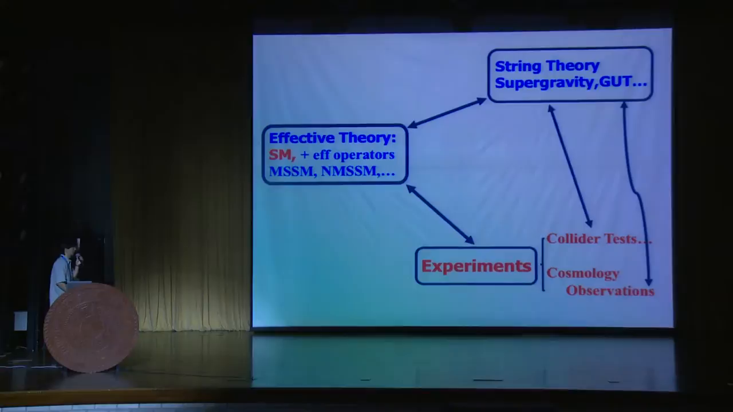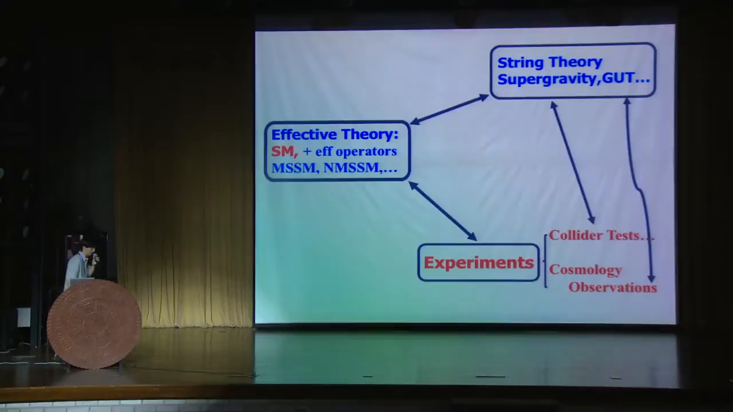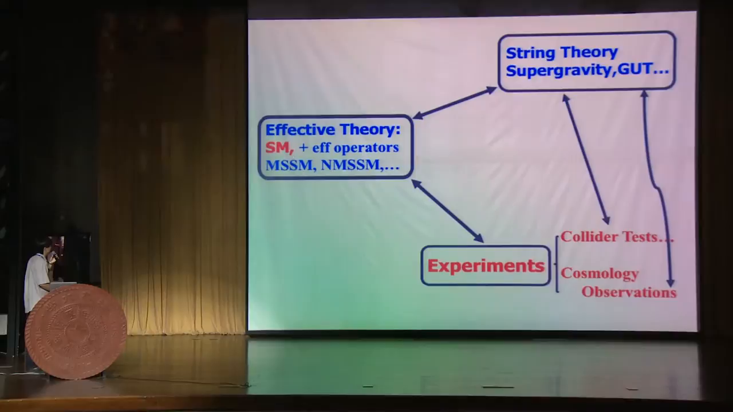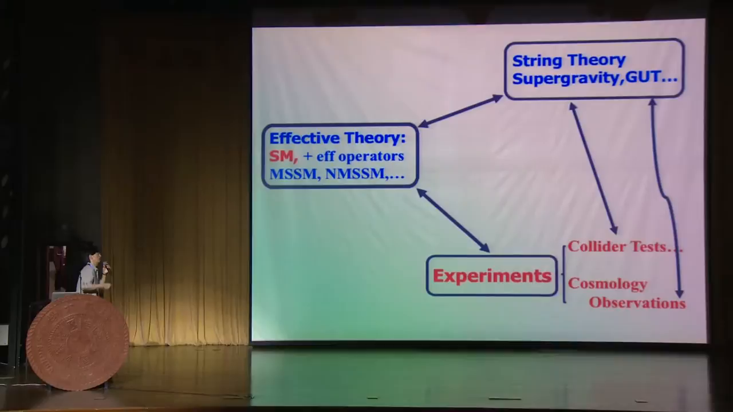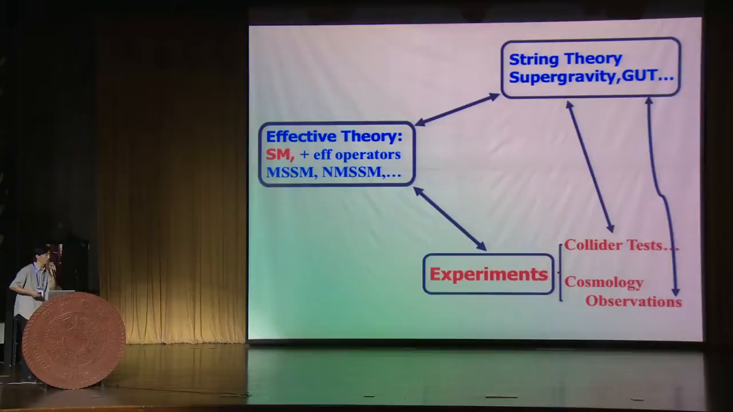Observations. And the other part includes the so-called effective theory, including the standard model, which so far has been well tested, so I put it in red color. And some of the possible new physics beyond it, including the model independent description by just adding more effective operators to describe the new physics beyond the standard model. And we have probably hundreds of effective models for new physics, including some of the very popular ones like the minimal supersymmetric standard model, or even the next-to-minimal, and many other things.